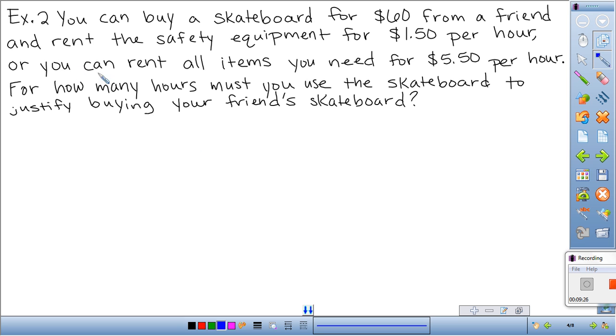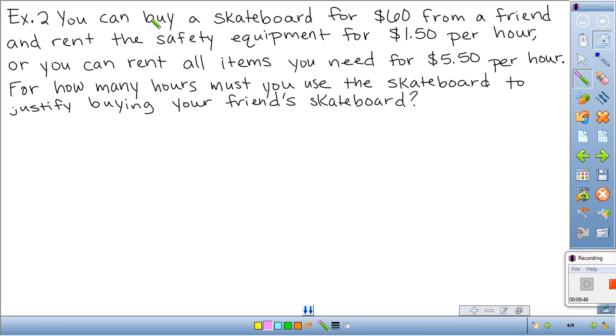Okay, let's look at a word problem now. It says you can buy a skateboard for $60 from a friend and rent the safety equipment for $1.50 per hour. Or you can rent all items you need for $5.50 per hour. For how many hours must you use the skateboard to justify buying your friend's skateboard? So let's go through and mark out or highlight the important things.